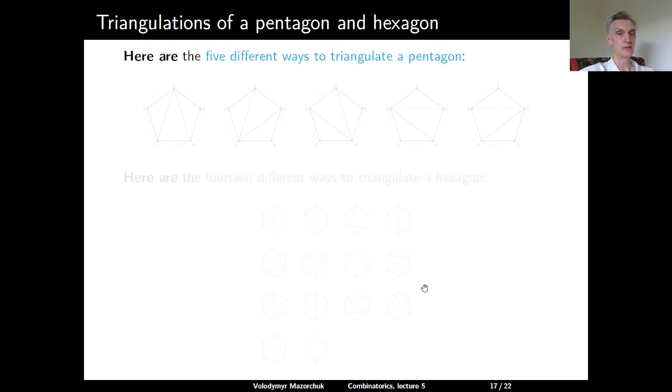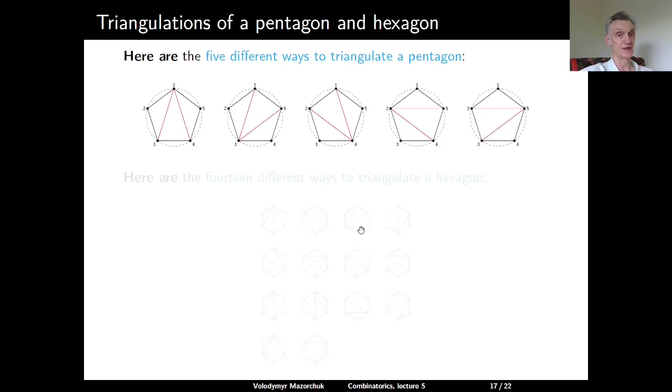For a pentagon, so an m-gon with 5 vertices, there are 5 ways. So here is our pentagon, 1, 2, 3, 4, 5, in a circle. The first way is we use diagonals 1, 3 and 1, 4. The second way is 3, 1, 3, 5. Then we can do 4, 2, 4, 1. Then we can do 2, 5, 2, 4. And then we can do 5, 2, 5, 3. These are the 5 different ways. And then we see the sequence 2 and then 5.